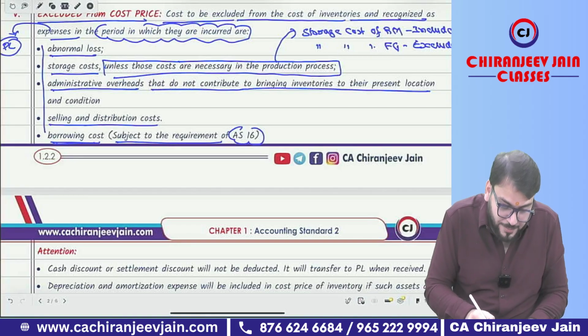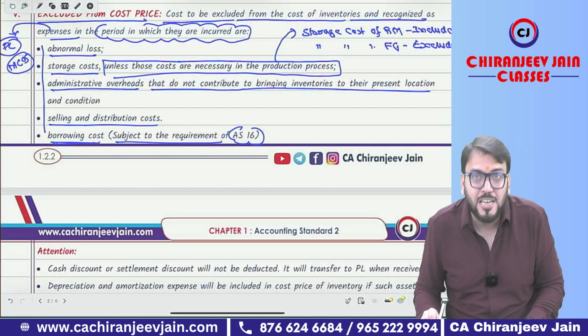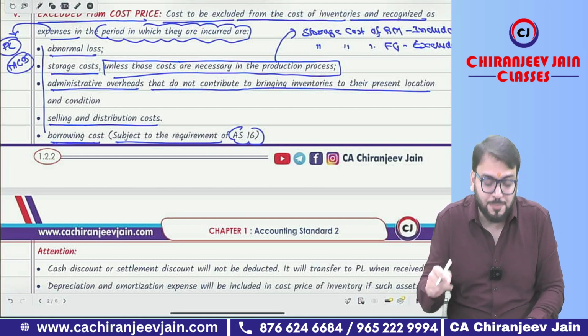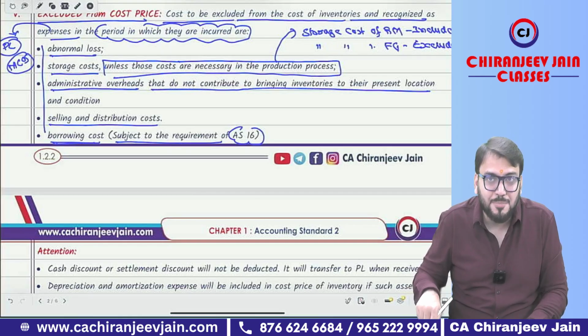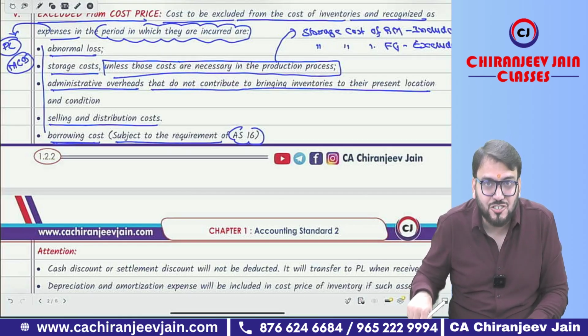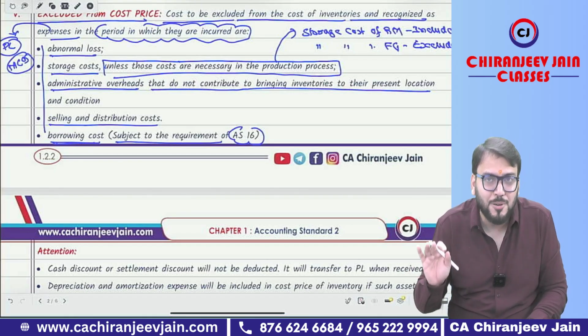This is very important. This can be asked in a multiple choice question. What are excluded from the cost price of inventory? Can you repeat with me? First, abnormal loss. Second, storage cost unless it is necessary for production purpose. Then administrative overhead. Then selling and distribution cost. The last, borrowing cost, but it may be included subject to the requirement of AS 16.